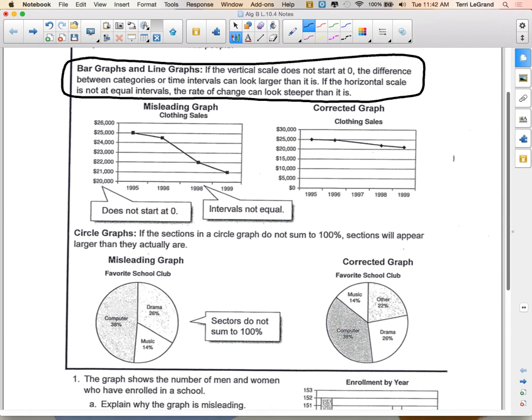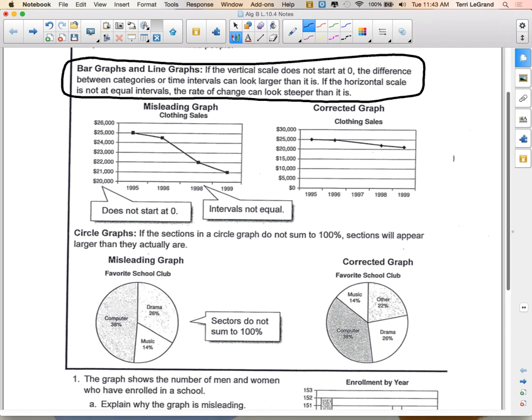Well, the other thing that is making it misleading is if the horizontal scale is not equal intervals, then the rate of change can also affect that steepness. So look at what's happening first of all. On the vertical axis, they started at 20,000 and they ended at 26,000. So they're really only showing a $6,000 difference in clothing sales.